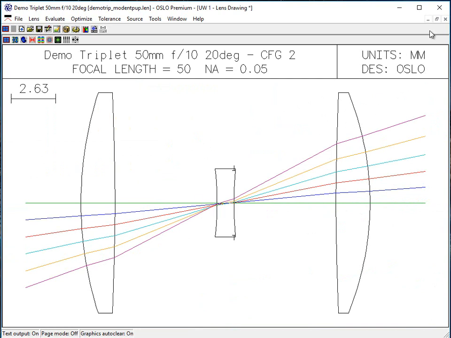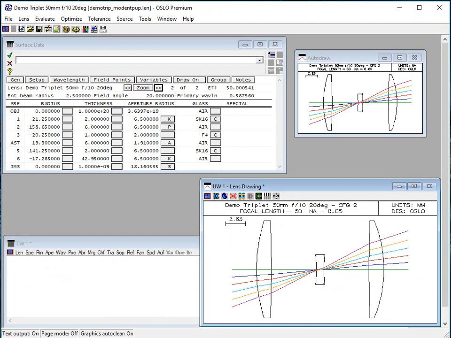This is a nice little trick of what I've done here with the drawing, where if you only want to look at one ray out of a set of bundles, you can certainly set up a lens to do that. I hope you've enjoyed this video.